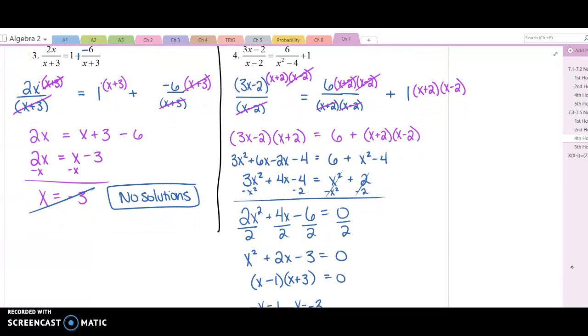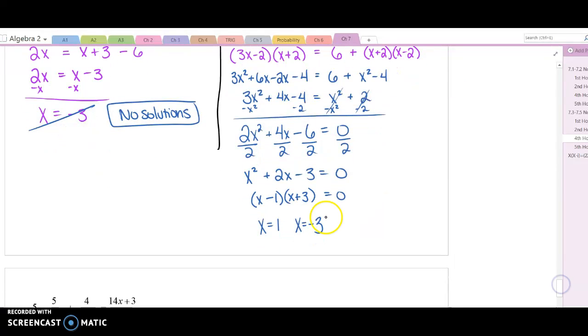Now let's look back at our original problem. If we plug 1 into our original problem, is it going to make either of the denominators equal 0? No. If we plug negative 3 in, is it going to make a denominator equal 0? No, so both of them are solutions. We can say that these are both solutions to this equation.